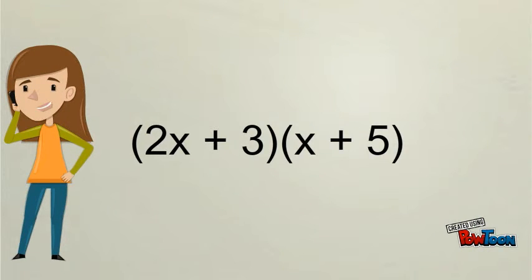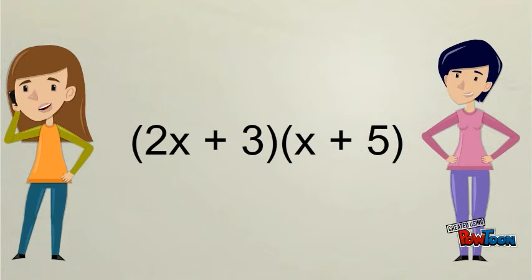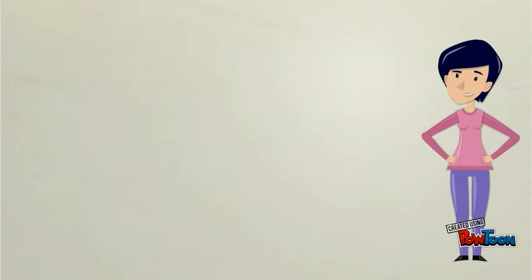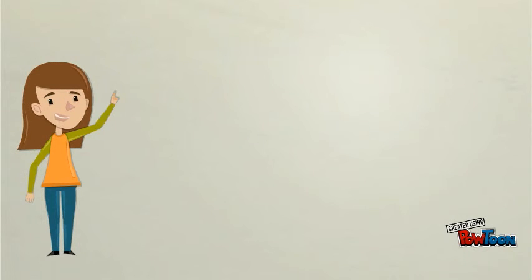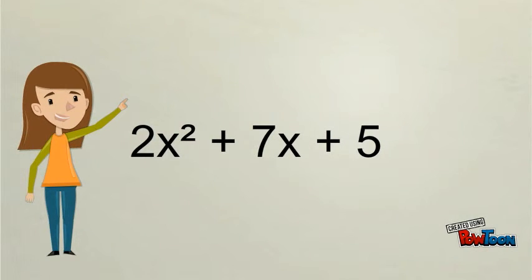If you need 2 5s, the 2x won't be in the same bracket as the 5, or you wouldn't end up multiplying them. That's starting to make sense. Maybe I'm going to be okay at this. Let's try another one. How about 2x squared plus 7x plus 5?